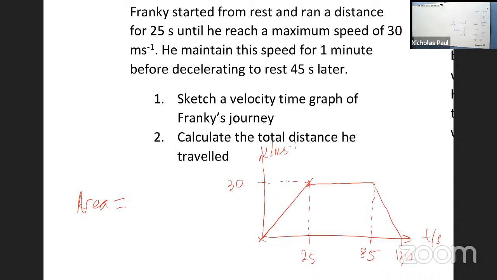And you have two options. Use the trapezium rule, or you can break it up into a rectangle and triangles. Work it out fast. Any one you want, you can use.